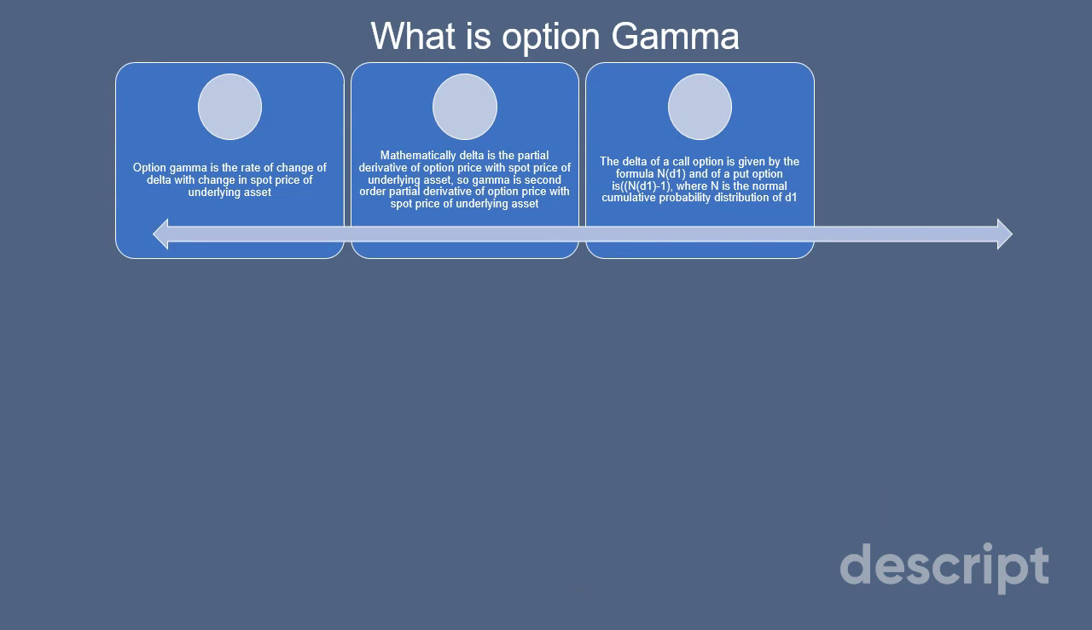Now the delta of a call option is given by the formula N(d1), and of a put option by N(d1) minus 1, where N is the normal cumulative probability distribution of d1. Differentiating N(d1) and N(d1) minus 1 with the spot price gives the same result, that is N'(d1). So both call option and put option have the same gamma value for the same set of other variables like strike price and time to expiry.